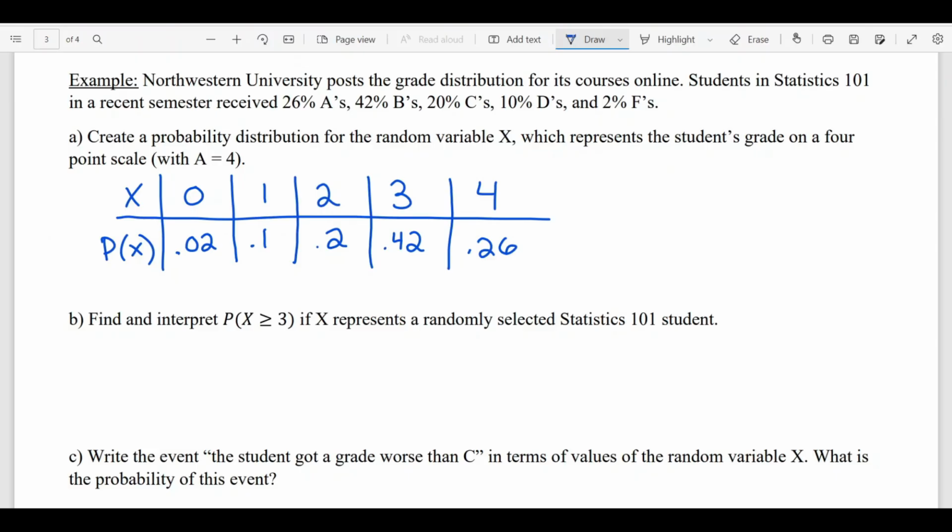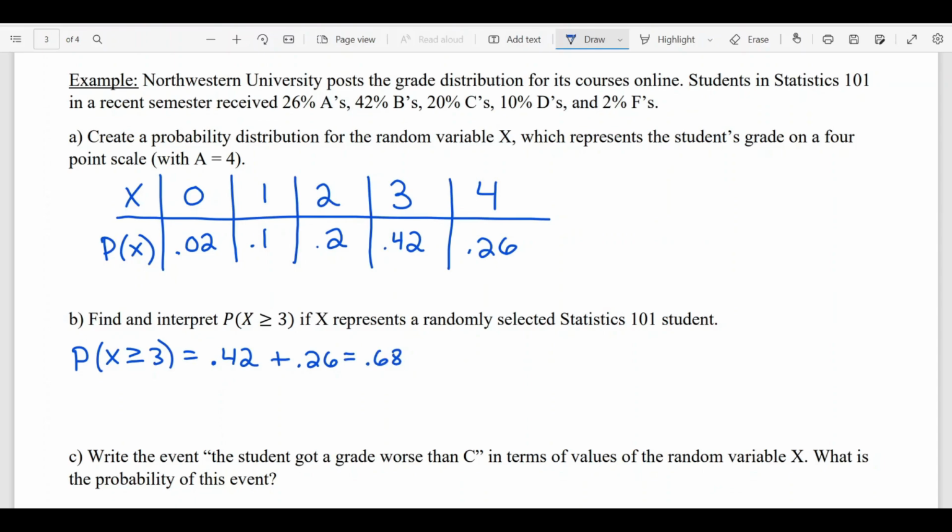Part B, find and interpret the probability X is greater than or equal to 3 if X represents a randomly selected stat student. So if we randomly select a Statistics 101 student, what is the probability that they have a 3 or higher? Let's find the probability and then interpret it. X greater than or equal to 3 means getting the value of 3 or any X value higher. So getting the value of 3 would be 0.42. The only X value higher is the 4, so we would add the 0.26, the probability associated with a 4. That's going to give us 0.68 as that probability.